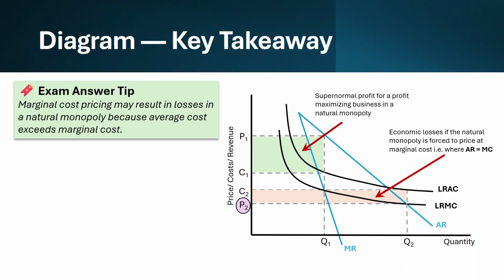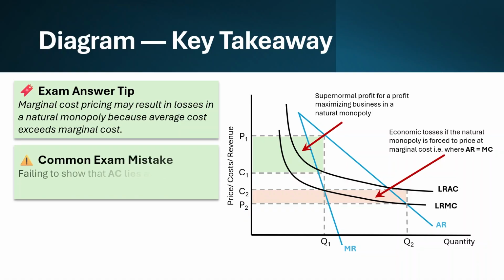Now, this leads to a very common exam mistake. Students often show marginal cost pricing correctly, but forget to clearly show that AC lies above MC at that output. And without showing this gap, the reason for losses is not fully explained.